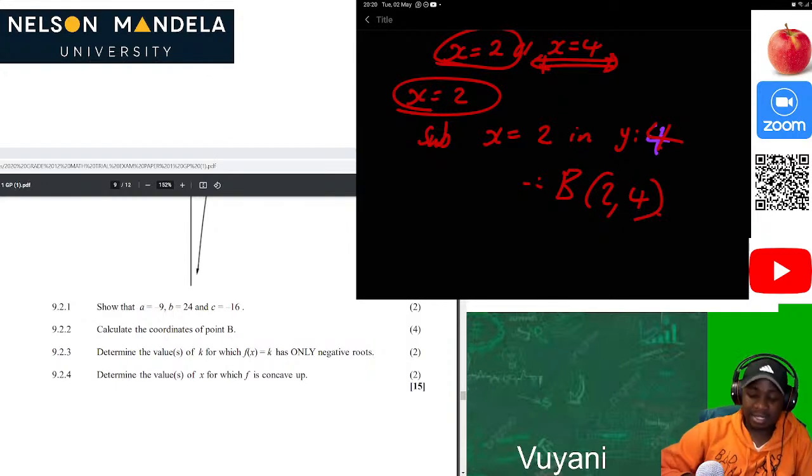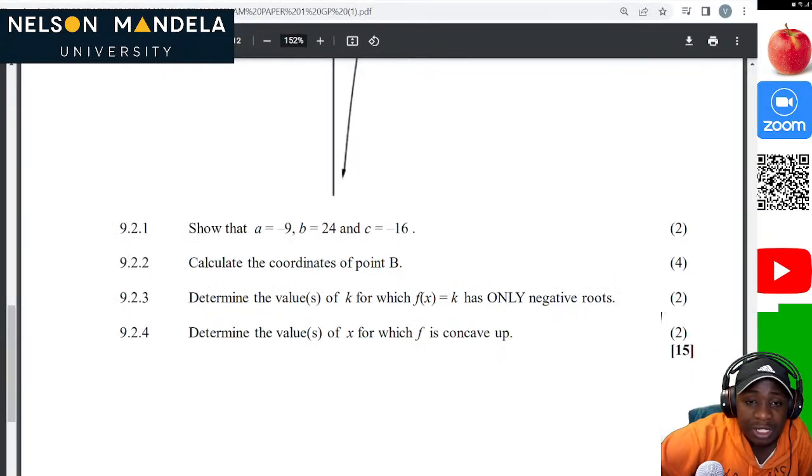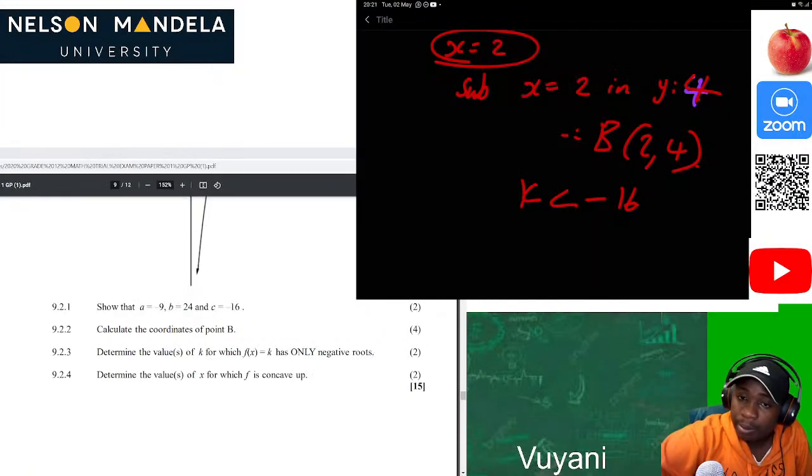Just like that, guys, then we live happily ever after. Now let's look at the last two questions. Determine the values of k for which f of x equals k has only negative roots. That's easy, guys. We are just looking at our y-intercept, and they are saying that it has negative roots. So definitely our k must be less than 16. That's straightforward, because they've already told us that they must have negative roots.